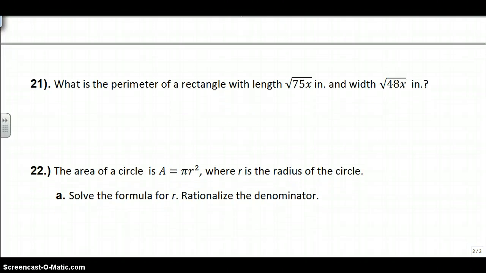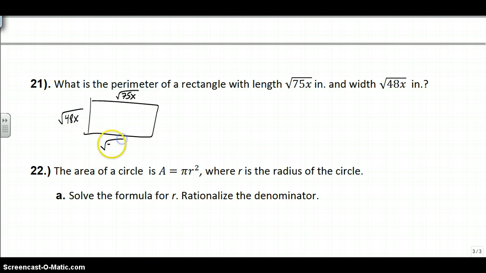21. What's the perimeter of a rectangle with a length square root of 75x and width square root of 48x? Remember, perimeter, you're going to have to add all these up. Remember, in a rectangle, opposite sides are congruent, so we know that. But in order to add these, I'm going to need common radicals, basically.